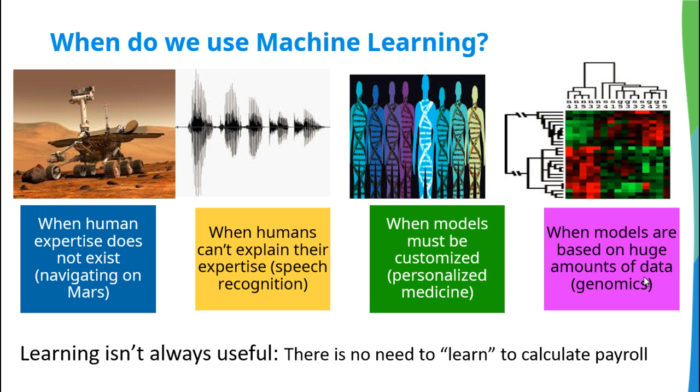Learning isn't always useful. What does that mean? There is no need to learn to calculate payroll. It's not everything we apply machine learning to. For example, if you want to calculate the payroll, you don't need machine learning for that. You can just calculate payroll. But when human expertise does not exist in that area, then we need to do learning.